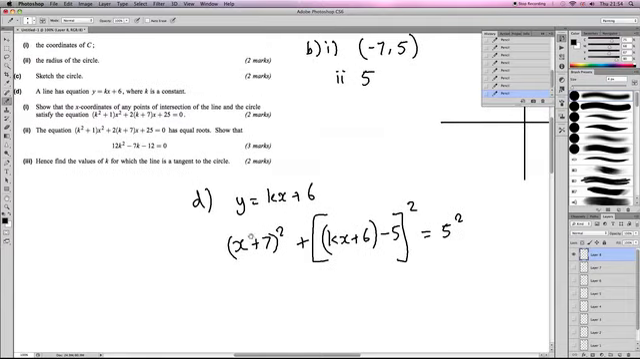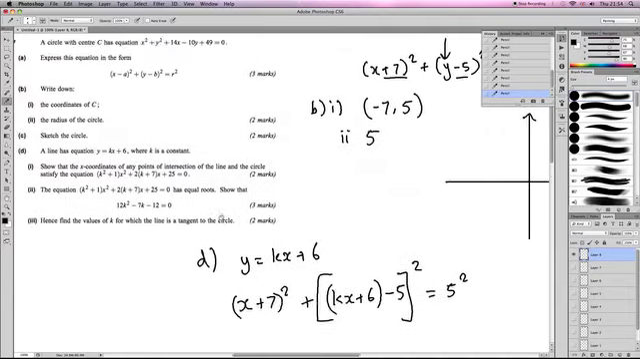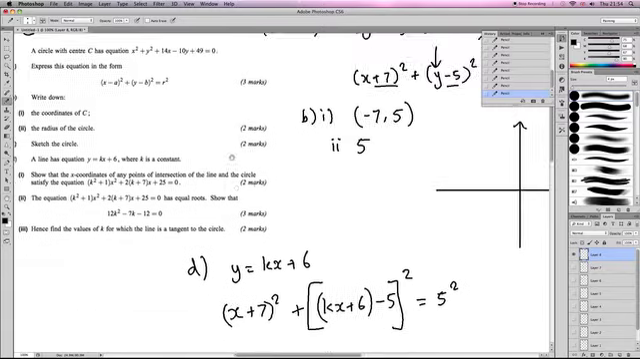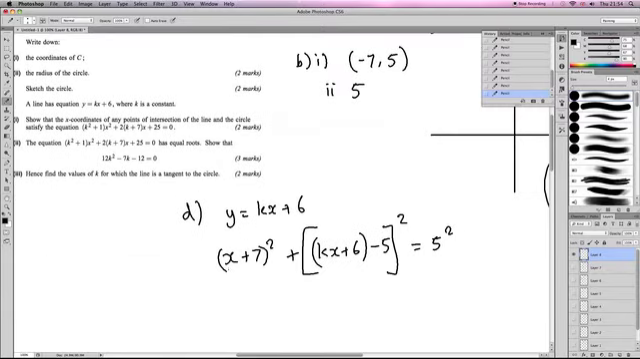Alright, there must be a quicker way. And there is a quick way. Substitute into this equation. Don't use that one, use this one. The reason I'm stopping is because check this out.